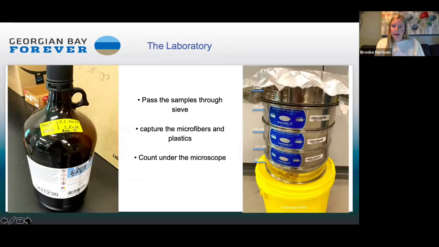So in the lab, we use different filter sizes to catch the microfibers and count the number of microfibers under the microscope. So you can see what this process looks like. We measure about a liter at a time, and then we're just seeing if and how many microfibers we are able to identify.